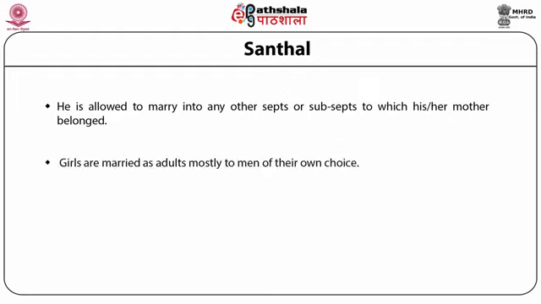Girls are married as adults, mostly to men of their own choice. In Santal marriage, there are no restrictions of age. The bride may be younger, older, or of equal age with the bridegroom. There are two types of marriage practiced by Santals. The marriage arranged by the Raibar, the matchmaker, is the regular form of marriage.